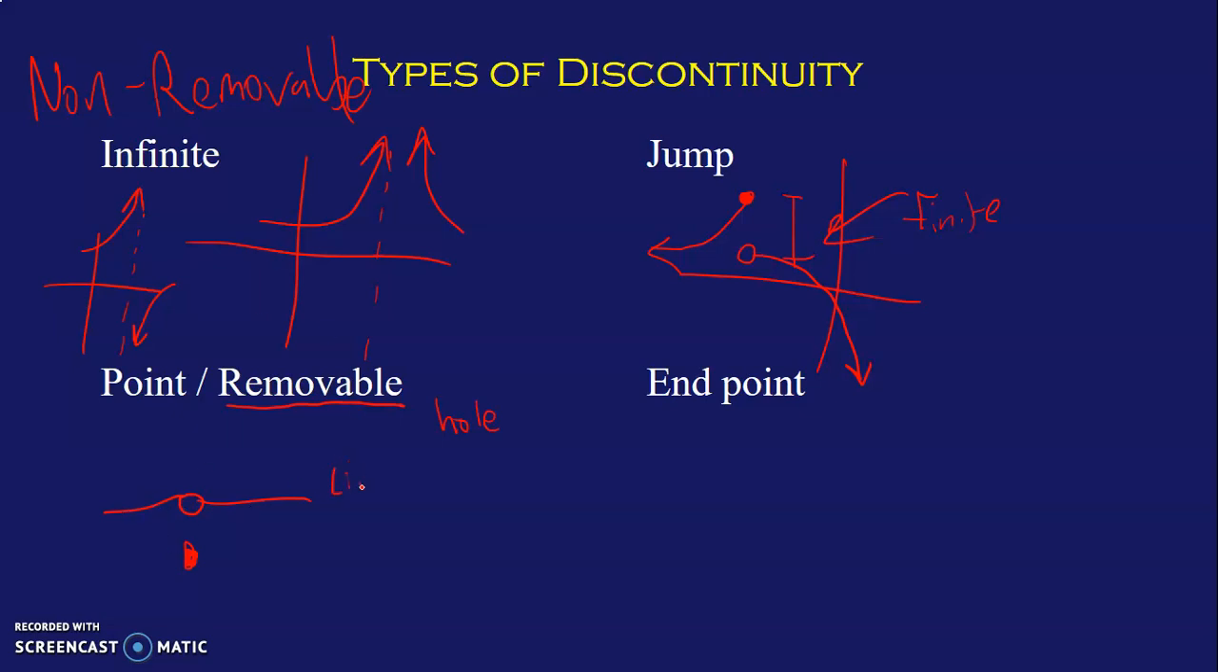So the limit exists and the function exists, but they are not equal to each other. And again, these top two are both non-removable discontinuities. This is a removable discontinuity.